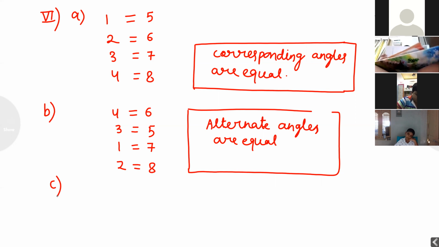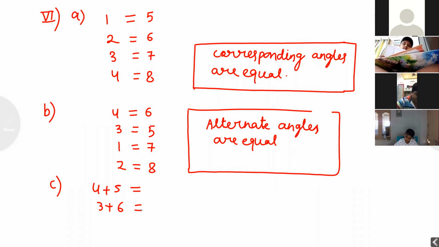The same question, angle sum. In this figure, which angle is the allied angle? 4 plus 5. Note down, angle 4 plus 5 is equal to angle 3 plus 6 is equal to 180 degrees.